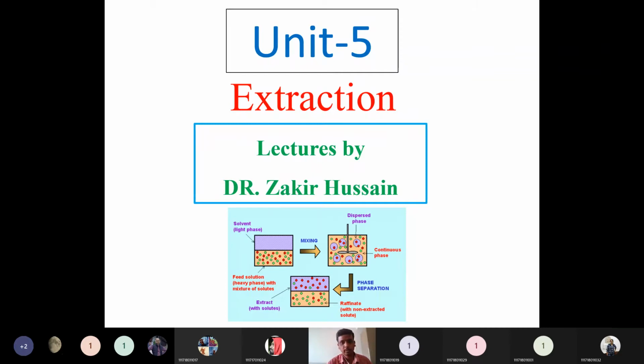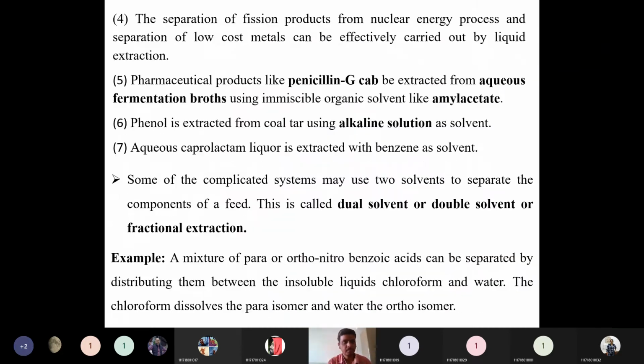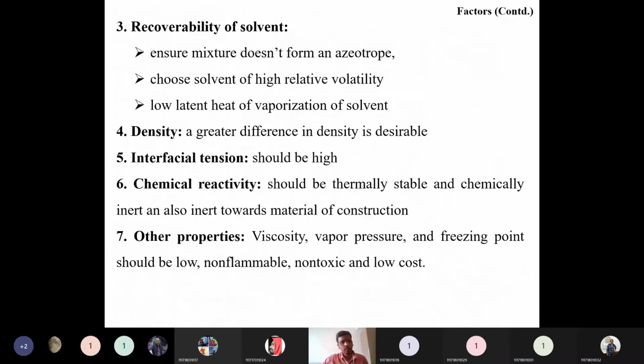Yeah, we were seeing about extraction, unit 5. So far we covered this one: recoverability of solvent and everything, factors which are affecting the solvent extraction process.